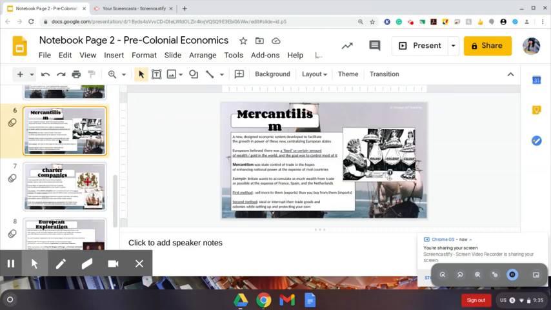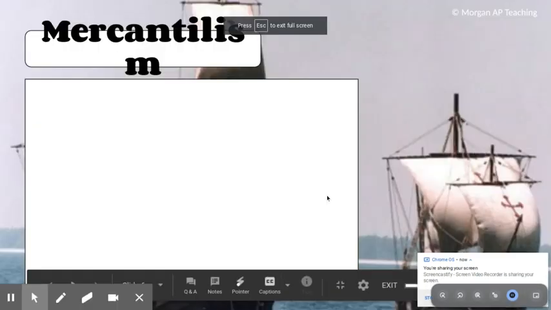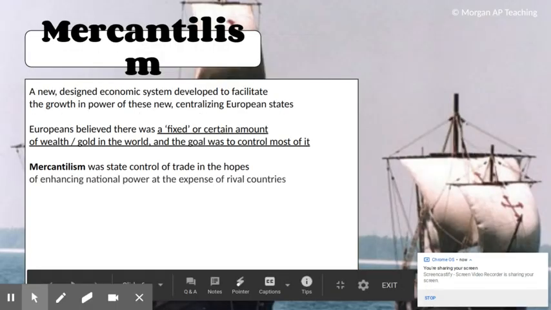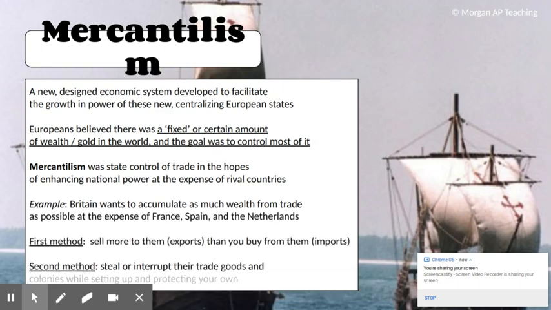So we left on mercantilism, and mercantilism was a new designed economic system developed to facilitate the growth and power of these new centralizing European states. Europeans believed there was a fixed amount of wealth or gold in the world, and the goal was to control most of it. Mercantilism was state control of trade in the hopes of enhancing national power at the expense of rival countries.